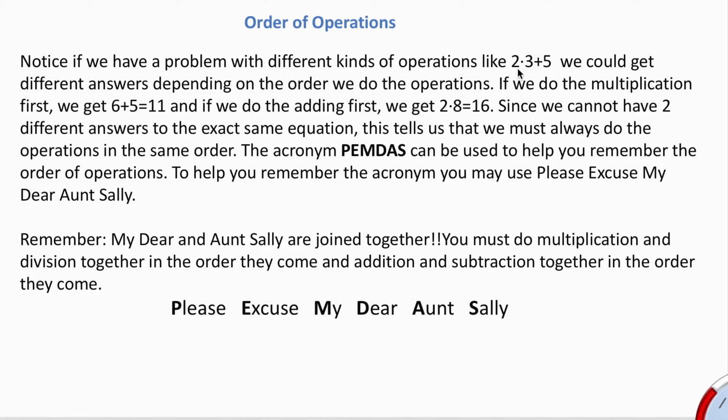If we did the multiplication first, right, we'd get 6 plus 5, which is 11. But if we did the adding first, we'd get 2 times 8, which is 16. So we can't get two different answers to the exact same equation. This tells us that everybody always has to agree and do the operations in the same order.